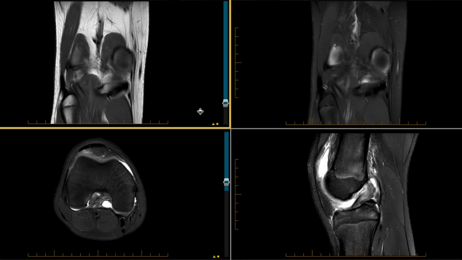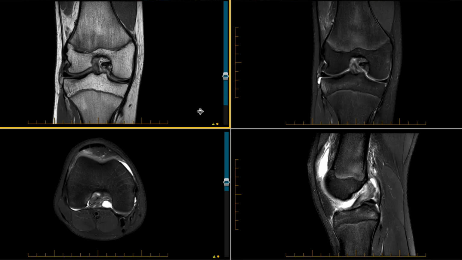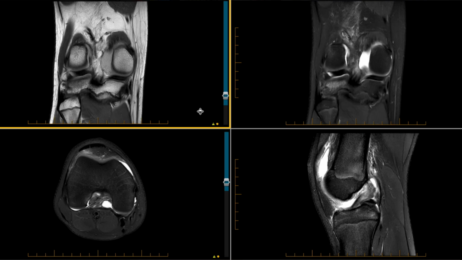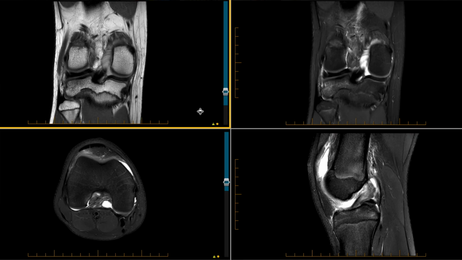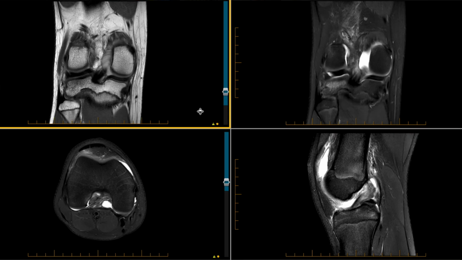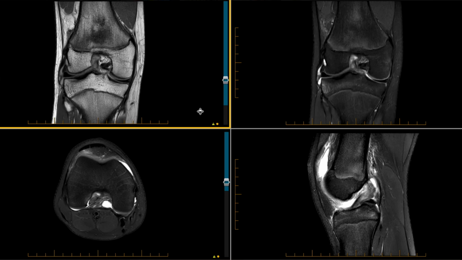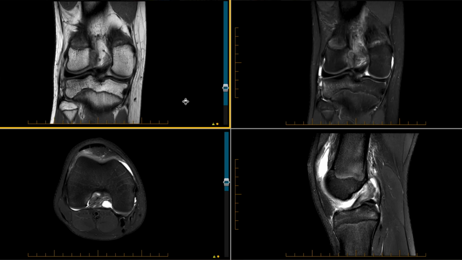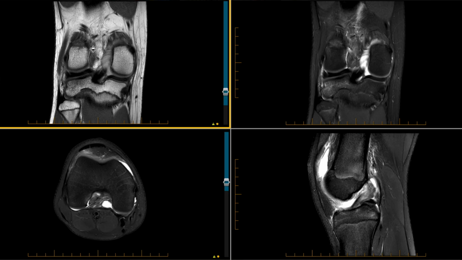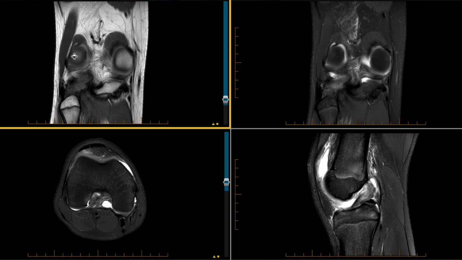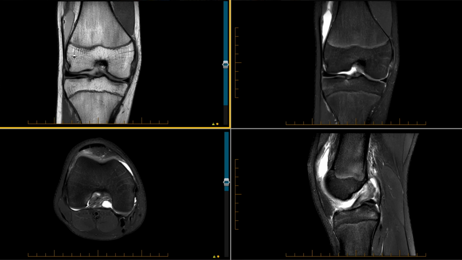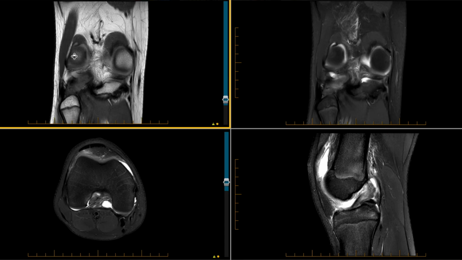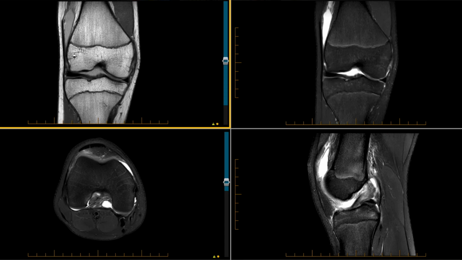This is a case of a type 3 ACL non-displaced injury in a pediatric patient involving the proximal femoral footprint of the ACL. As I'm scrolling through these images on the coronals, you can see a clear cleft at the femoral attachment of the ACL, separating the ACL from its femoral attachment. The ACL on the coronal images still remains within the intercondylar notch, deeming this a non-displaced injury.